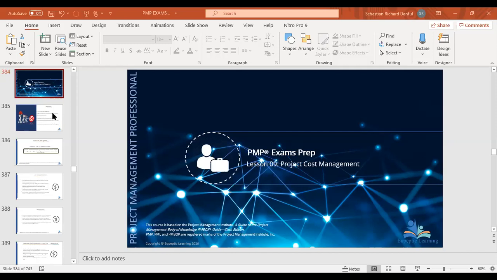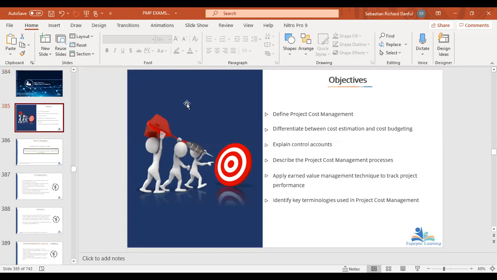So cost management. What are we going to look at today? We'll be looking at the definition according to PMI of what cost management is, the difference between cost estimation and then cost budgeting. Once we are looking at the difference between them, that means that they are not the same. Estimating is not the same as budgeting, although they may be related. Then what do we mean by control account?